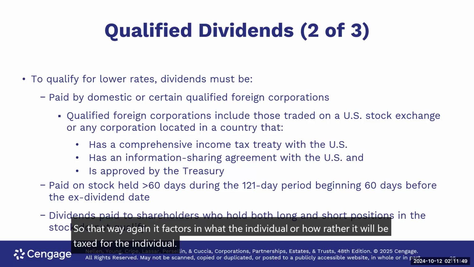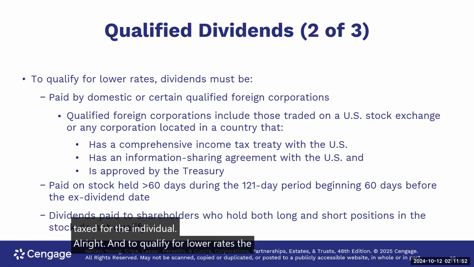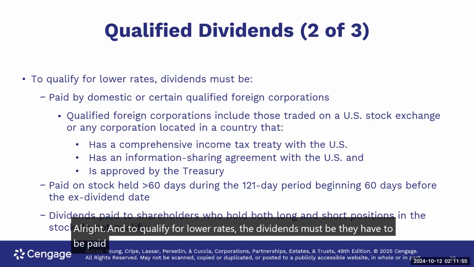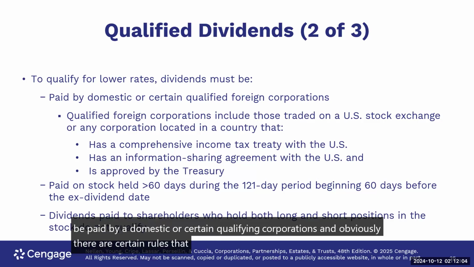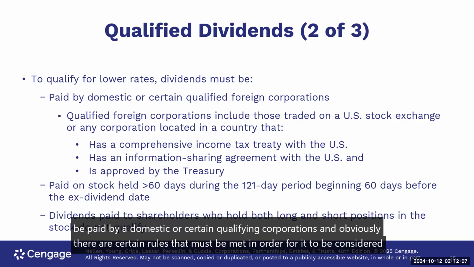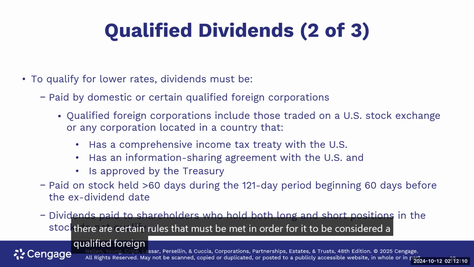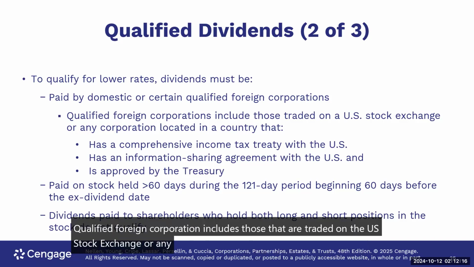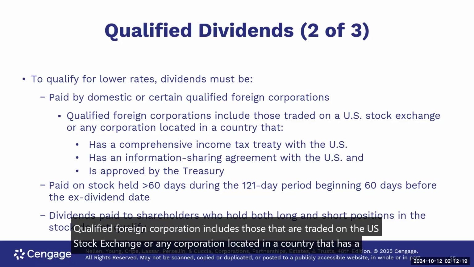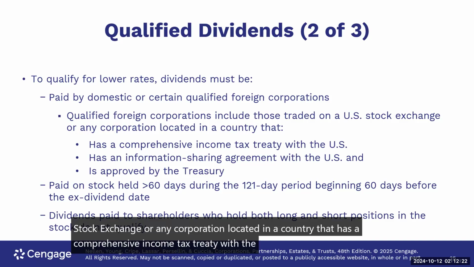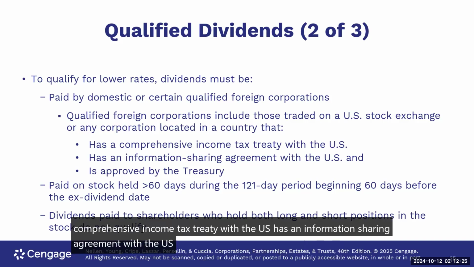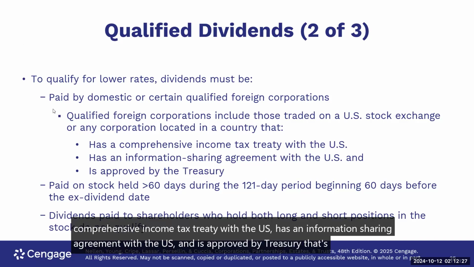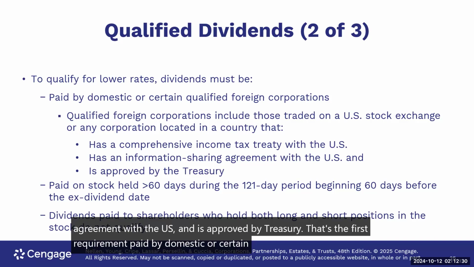All right. And to qualify for lower rates, the dividends have to be paid by a domestic or certain qualifying corporations. And obviously, there are certain rules that must be met in order for it to be considered a qualified foreign corporation. The qualified foreign corporation includes those that are traded on the U.S. stock exchange, or any corporation located in a country that has a comprehensive income tax treaty with the U.S., has an information sharing agreement with the U.S., and is approved by Treasury. That's the first requirement, paid by a domestic or certain qualified foreign corporation.